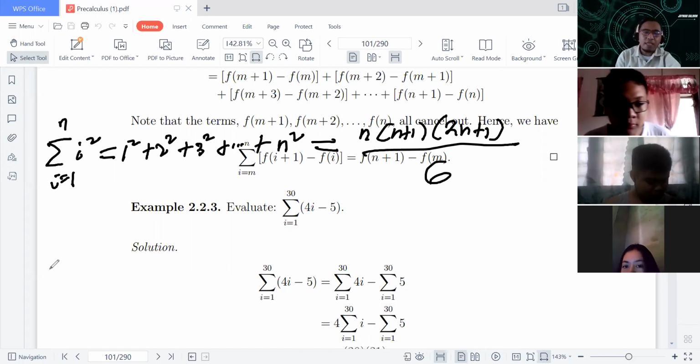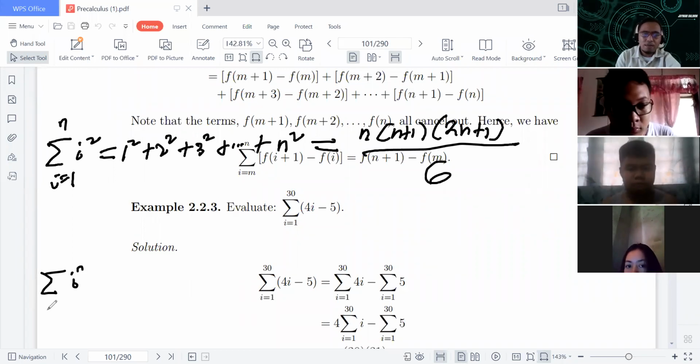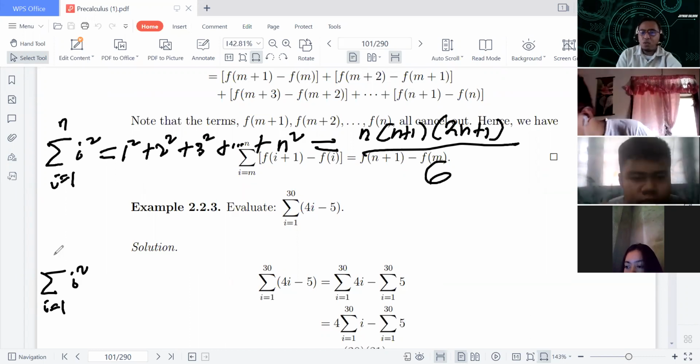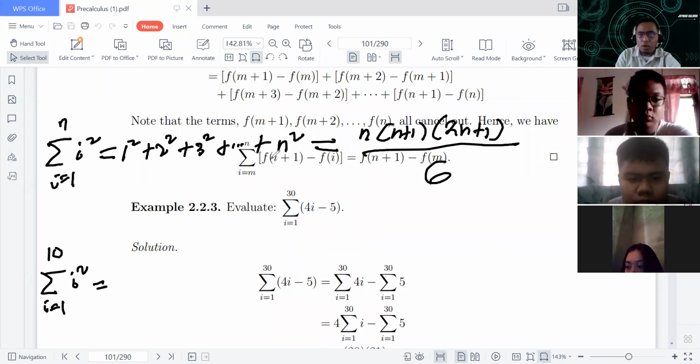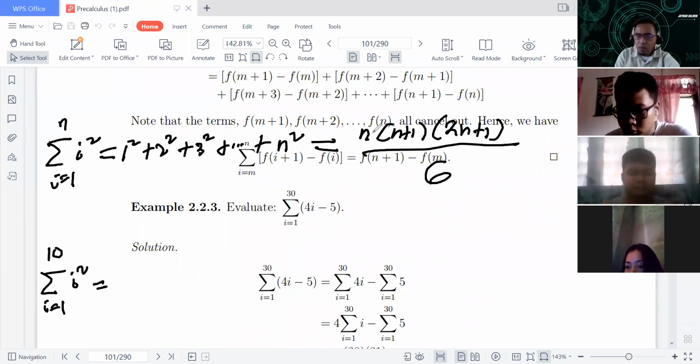So if I ask you, what is the summation of i squared, where i ranges from 1 to 10, in that case you will not do this one by one anymore. You will use the formula directly. But you need to determine first what your n is. Okay, Christian, what is your n here?